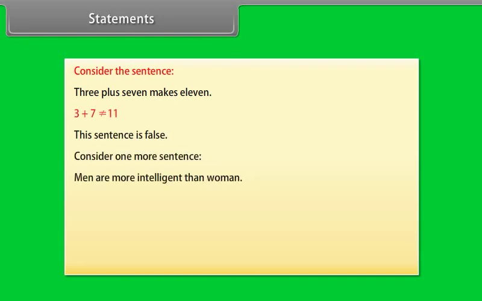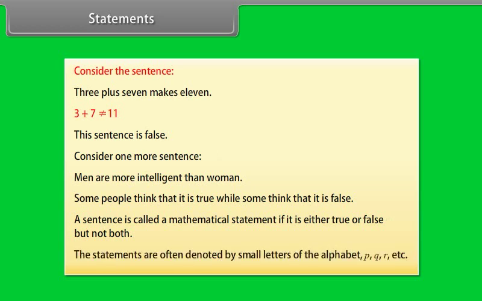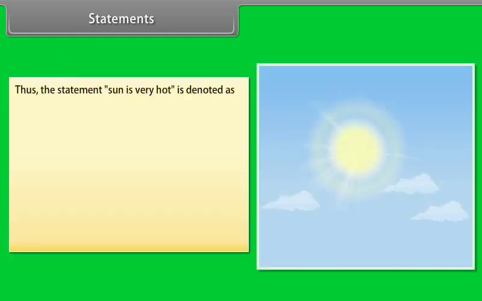Consider one more sentence. Men are more intelligent than women. Some people think that it is true, while some think that it is false. Now we define a mathematical statement. A sentence is called a mathematical statement if it is either true or false, but not both. The statements are often denoted by small letters of the alphabet, P, Q, R, etc. Thus, the statement, sun is very hot, is denoted as P, sun is very hot.